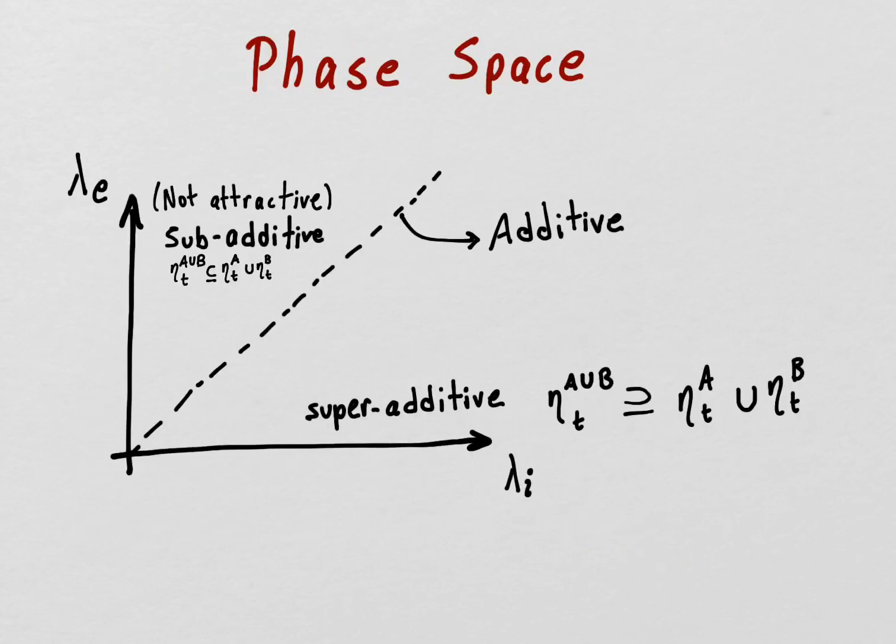We now look at the phase space, where we plot the two parameters, lambda_I and lambda_E, on the axes, and we consider how these models compare with the classical model, which is the one on the diagonal. First, the model on the diagonal is additive and therefore attractive, and above the diagonal, when lambda_E is higher, this model is not attractive and it's sub-additive. And below the diagonal, this model is attractive because it is super-additive.